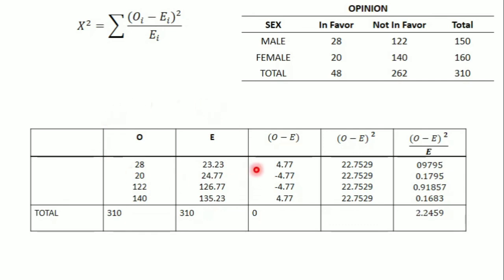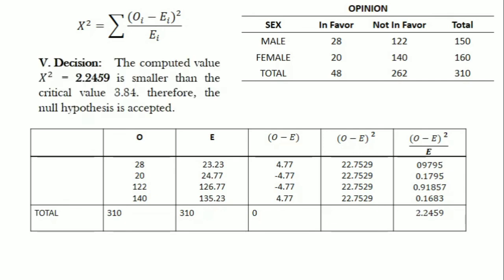The next is the differences. We have 4.77, negative 4.77, negative 4.77, 4.77. The summation of these is 0. Then the square, and then the quotient between them. So we obtain your chi-square test value as 2.2459. So what is the decision? We need to accept the null hypothesis. So that is how to do it.